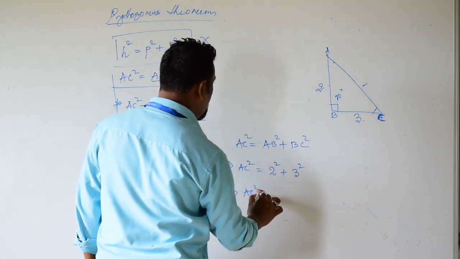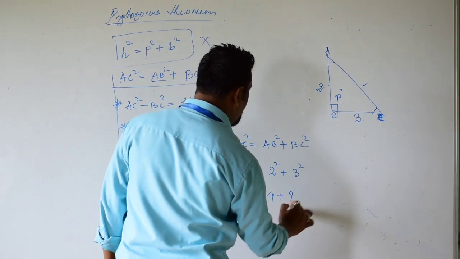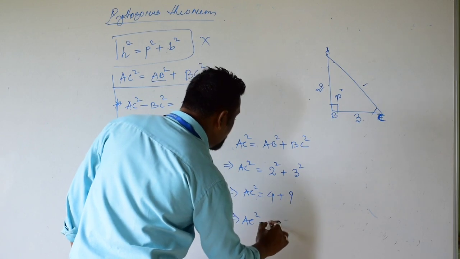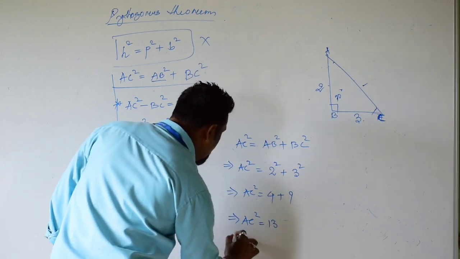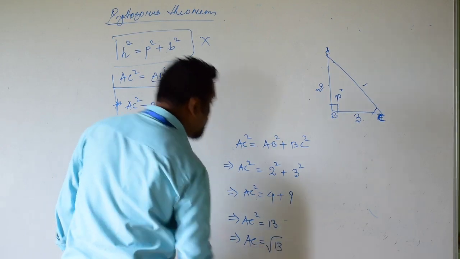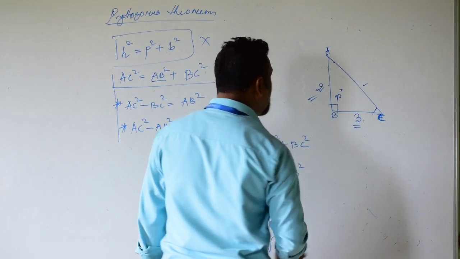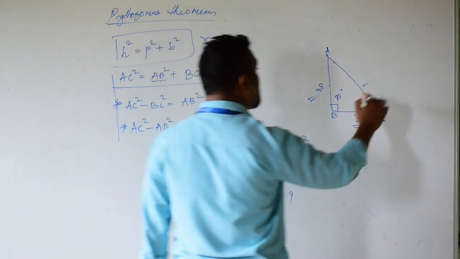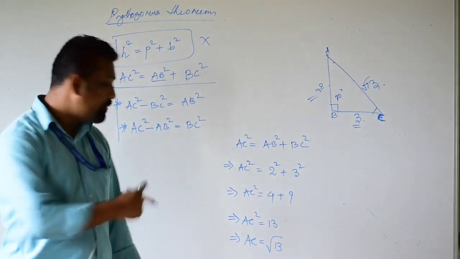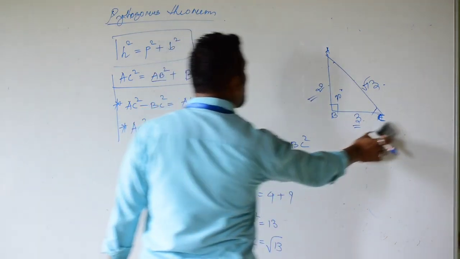So AC square is equal to 2 square, which becomes 4, plus 3 square, which becomes 9. AC square, 9 plus 4 will be 13. Now we remove this square, and when you remove the square, it becomes root 13. So for this value of the perpendicular and the base value of 3, we get the hypotenuse as root 13. This is the way we can solve it. This is one example that I have shown you. Now in the exercise, you will be more clear when we solve the problems.